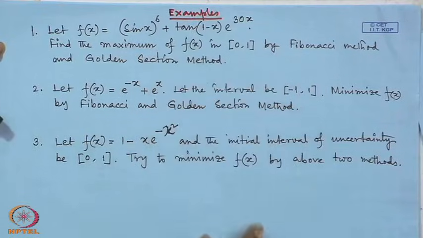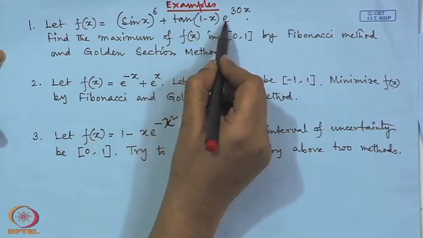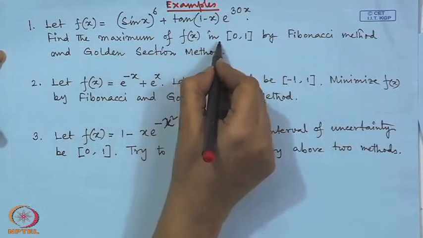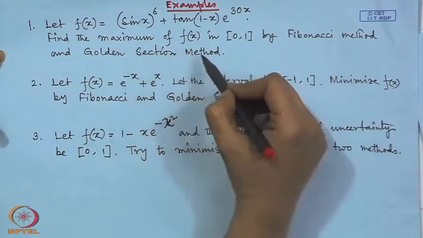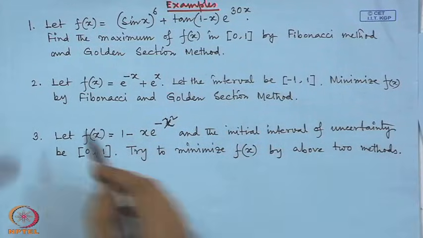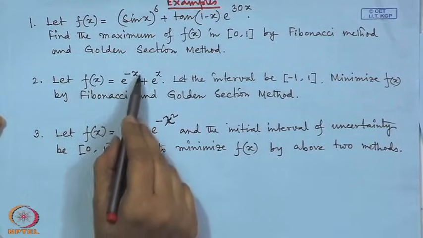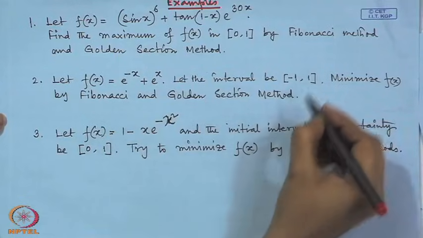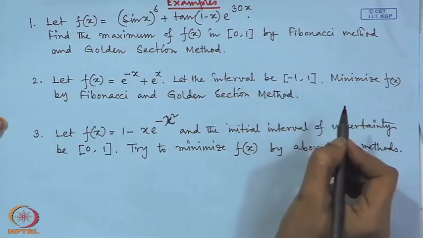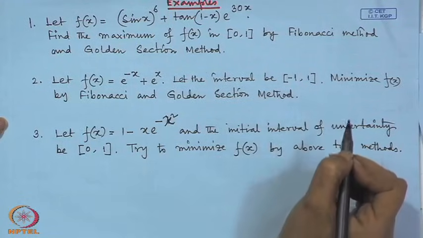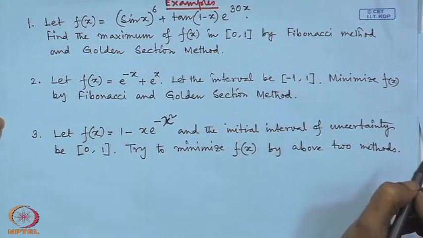We can consider the function f(x) as sin^6 x plus tan(1 minus x) e^(30x), where the function is in between 0 and 1. We need to find the maximum of this function by the Fibonacci method and the golden section method both. You can do it. And we can consider another function, minimization of f(x) equal to e^(-x) plus e^x, and the function is defined within the interval minus 1 to 1. The function must be unimodal within this interval, then only the Fibonacci and golden section methods are both applicable. That is why that can be tried.